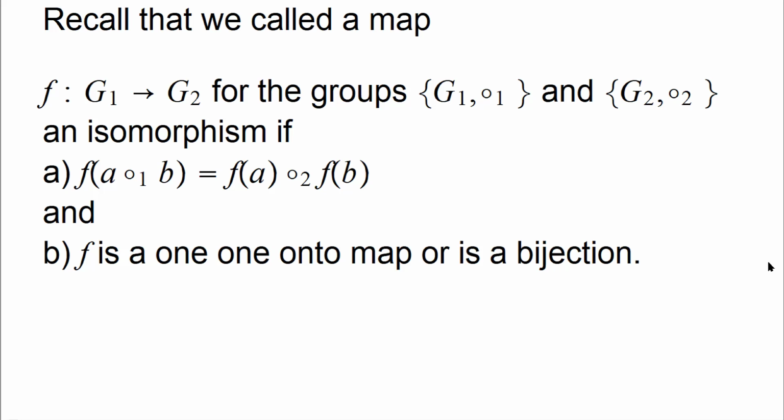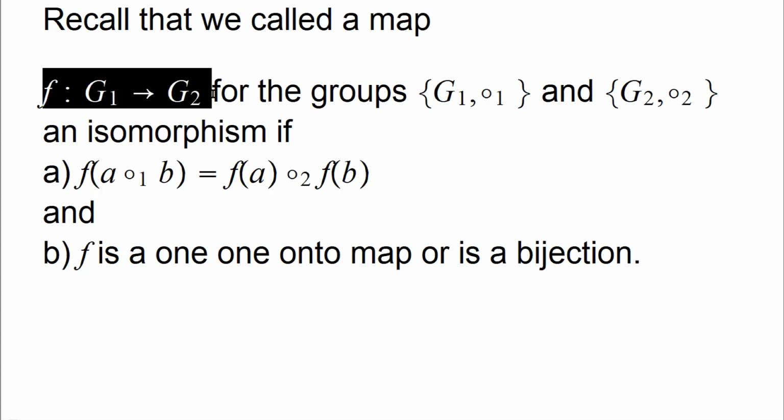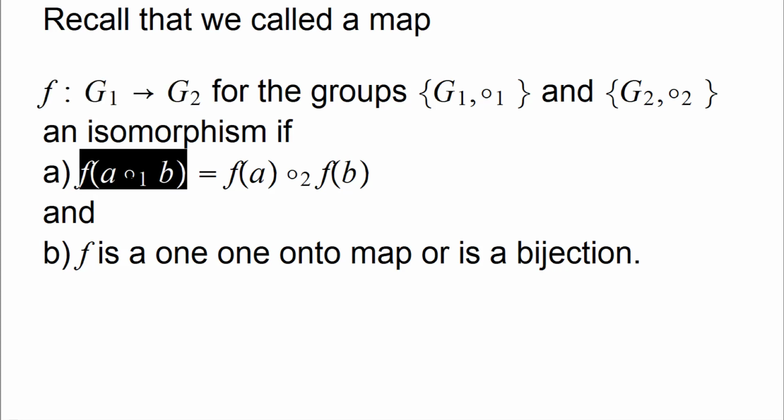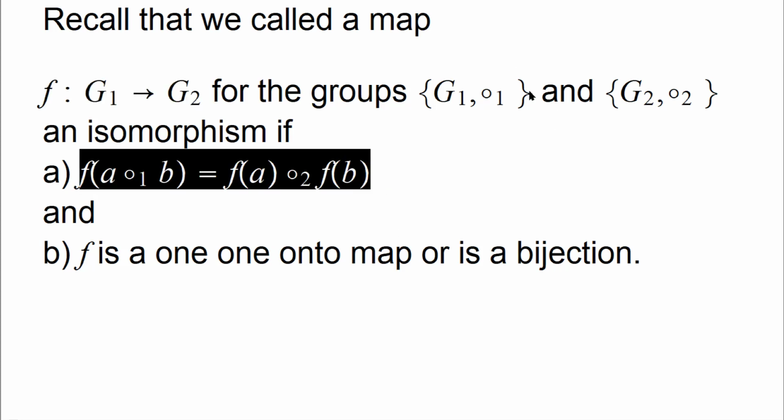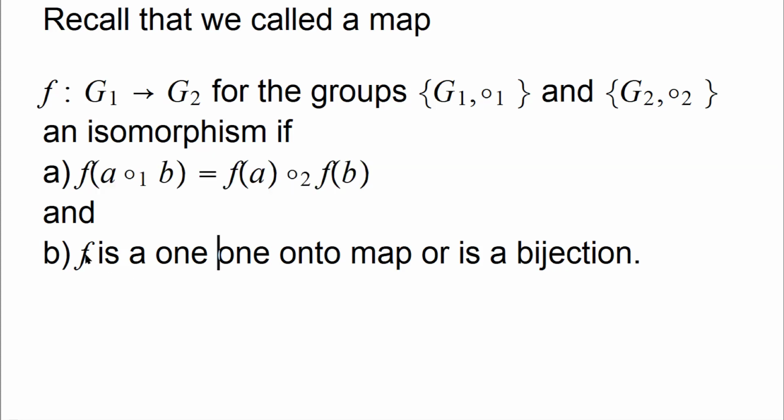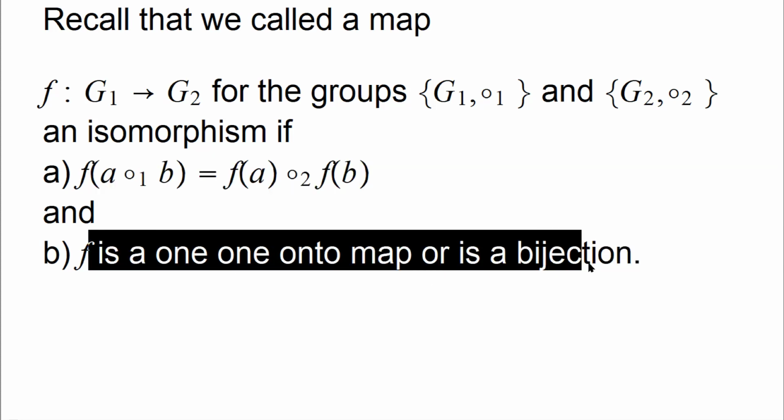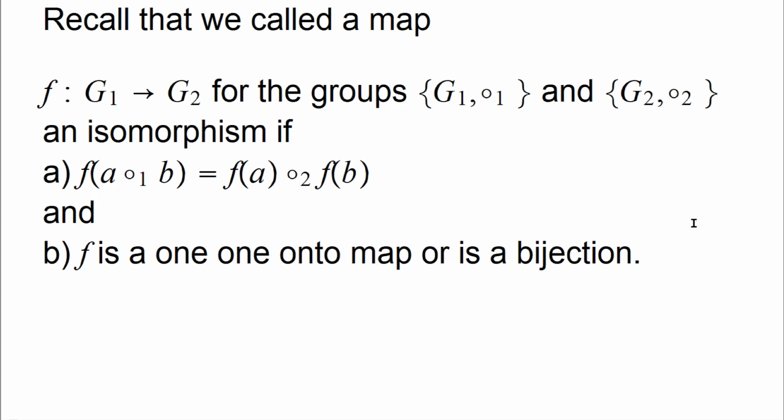Now recall that we called a map f from a group G1 to a group G2 an isomorphism if it preserved the operations, or respected the group operations, and in addition it was one-one onto, or a bijection.